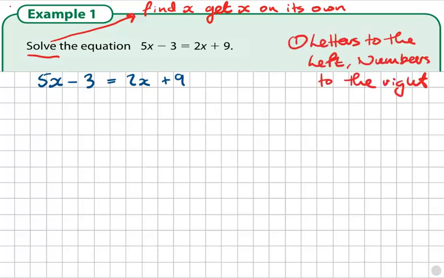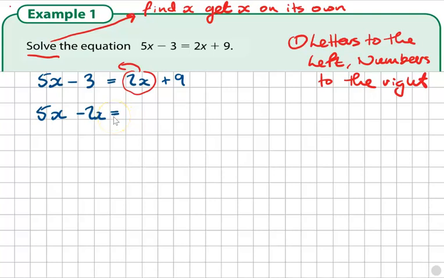So step 1, letters to the left, numbers to the right. So the 2x contains a letter, so that has to be moved over to the left. And when it comes over to the left, it becomes minus 2x. So we bring down the 5x. That doesn't change sign because that's staying where it is. It's already on the left. And the 2x becomes minus 2x. So now we have all our terms containing letters on the left.